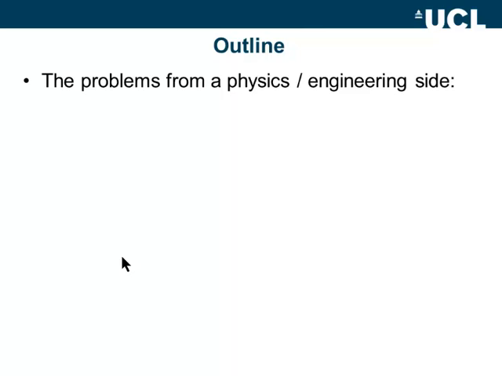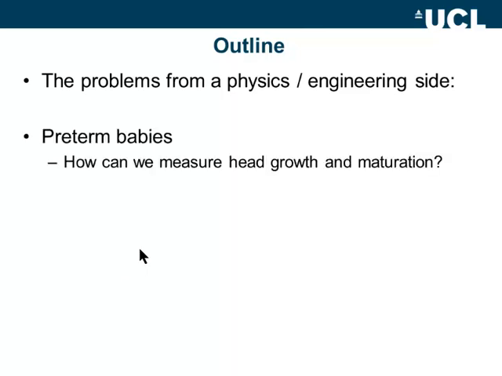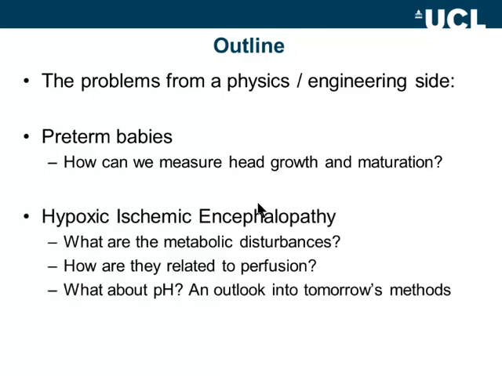So the outline of the talk is I'm going to start from the perspective, as I said, of the geek or the engineering. And I'm also talking a little bit about preemies here. The questions are often: what can we measure properly, head growth, maturation of the brain, this type of question. While in HIE, we are really more interested in metabolic disturbances. How can we be more specific? And we've heard already some hints about how we can do it, so I'm going to probably repeat a bit of that.